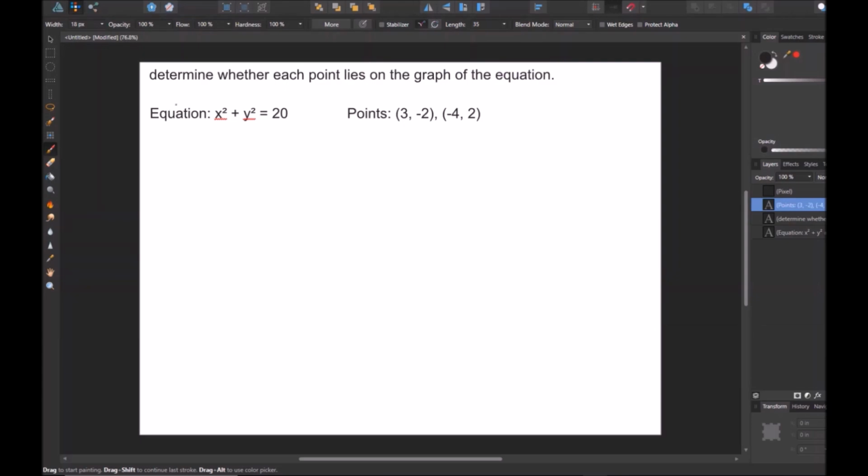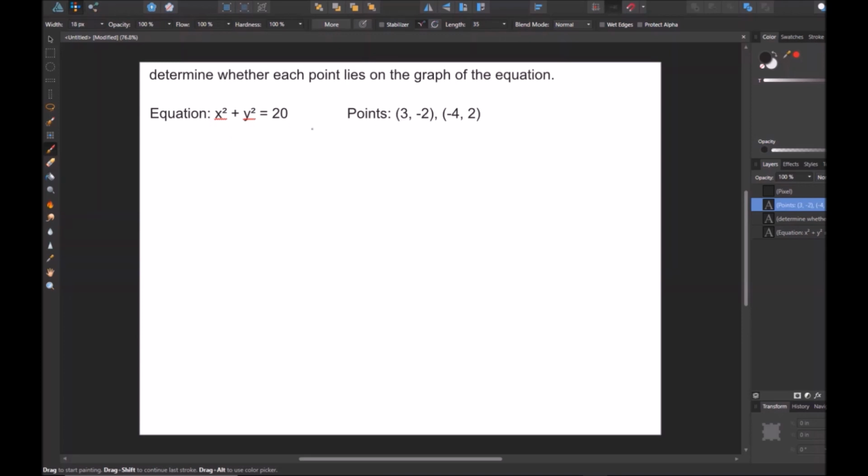So in this problem, we are given the exact same instructions to determine whether each point lies on the graph of the equation, but this time we're given a different equation and once again different points. Our equation this time is x squared plus y squared equals 20, and our points are 3, comma -2 and -4, comma 2. So in order to solve this, we would just plug in the x and the y values on this point into the x and the y values in this equation.